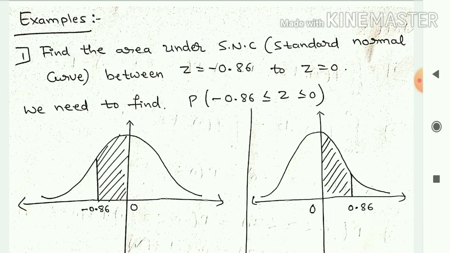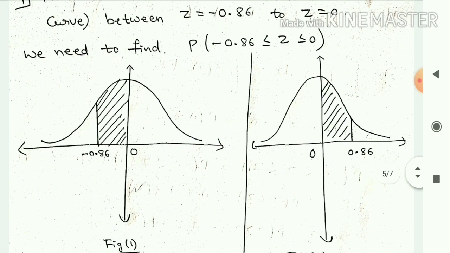Okay. What is the first question? Find the area under the standard normal curve, SNC meaning standard normal curve, between z equal to minus 0.86 to z equal to 0. Okay. As I mentioned, we are finding the value using the standard normal distribution. Here we have to find from minus 0.86 to 0. First write on the graph. We know the graph, it is a bell shape. Write down minus 0.86. It is on the left side. First put a mark up to 0. So this is the area we have to find out from the figure 1.